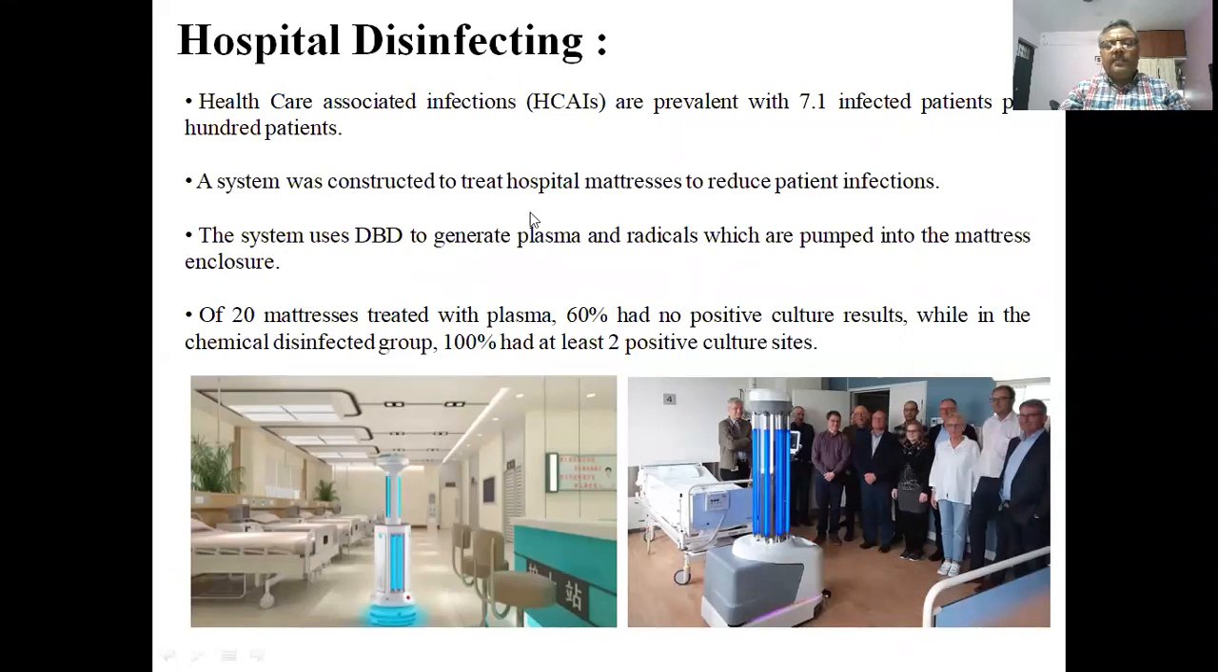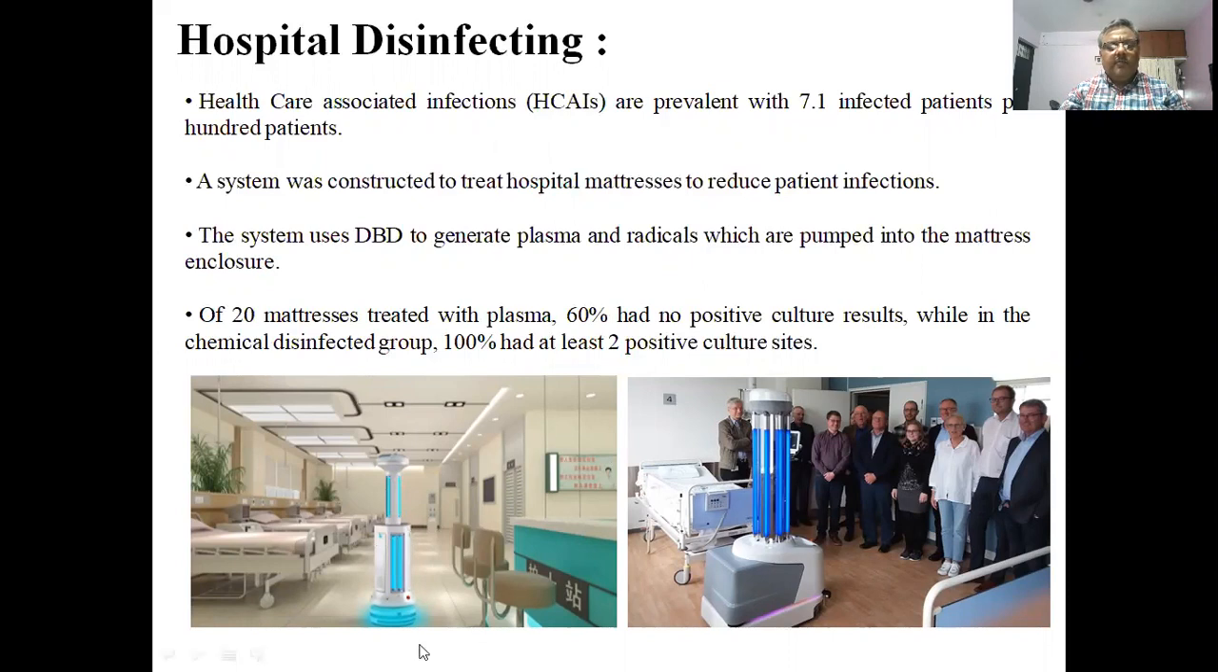A system was constructed to treat hospital mattresses to reduce patient infections. The system uses a dielectric barrier discharge to generate plasma and radicals, which are pumped into the mattress enclosure. Of 20 mattresses treated with plasma, 60% had no positive culture results, while in the chemical disinfected group, 100% had at least two positive cultures.